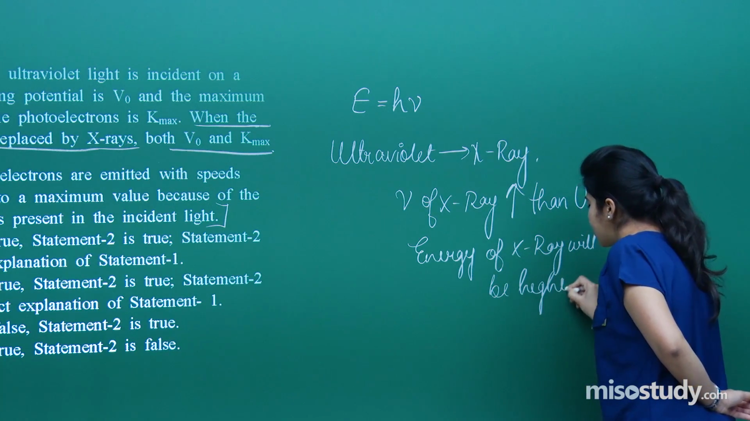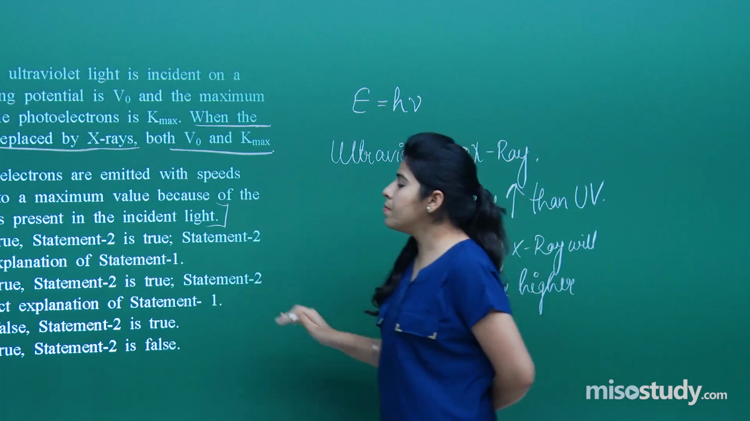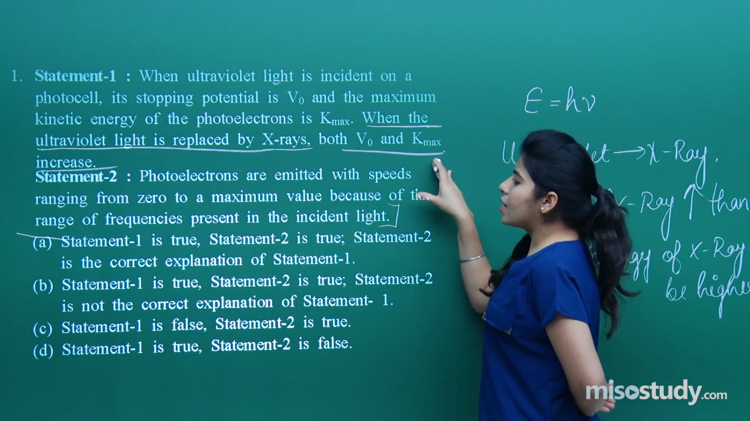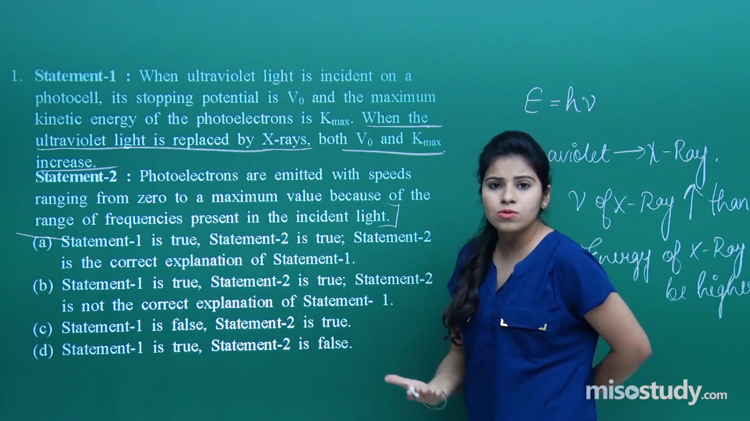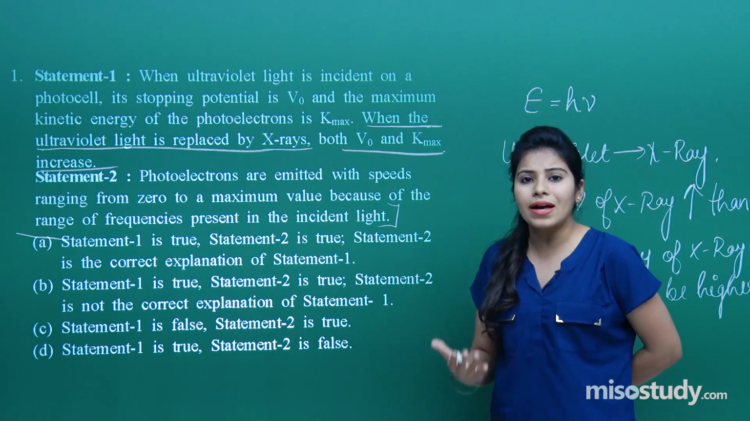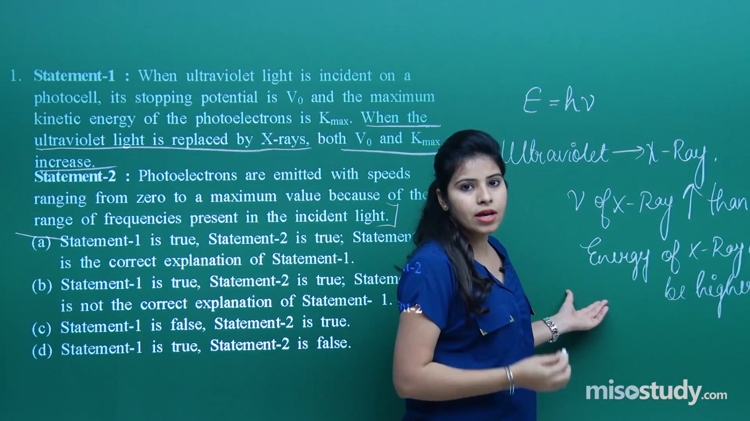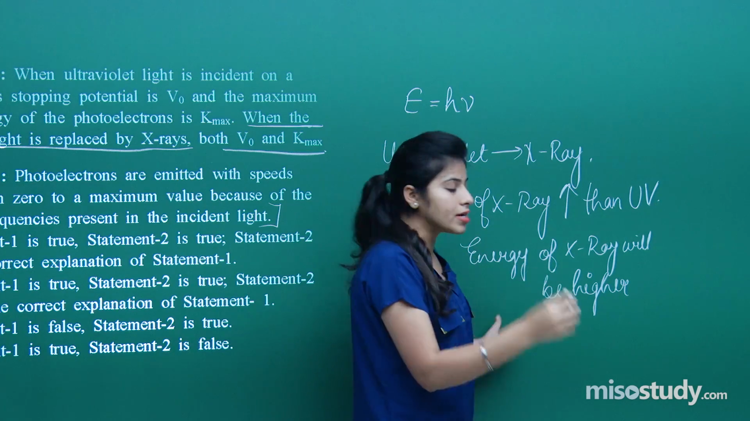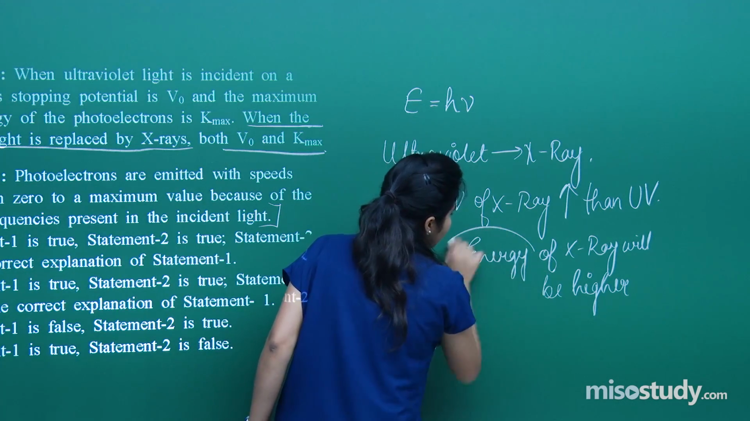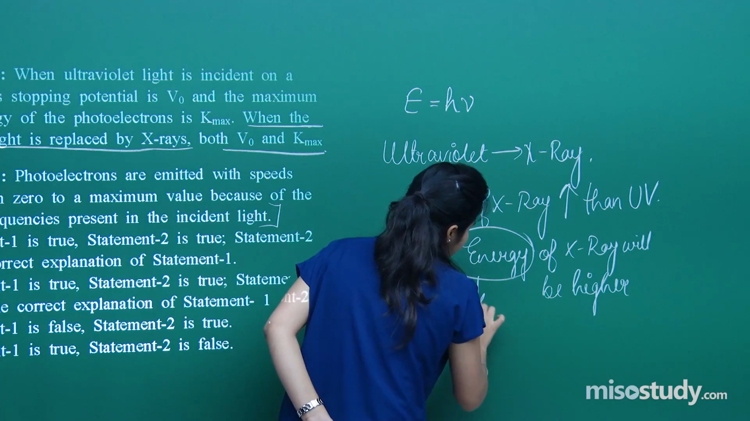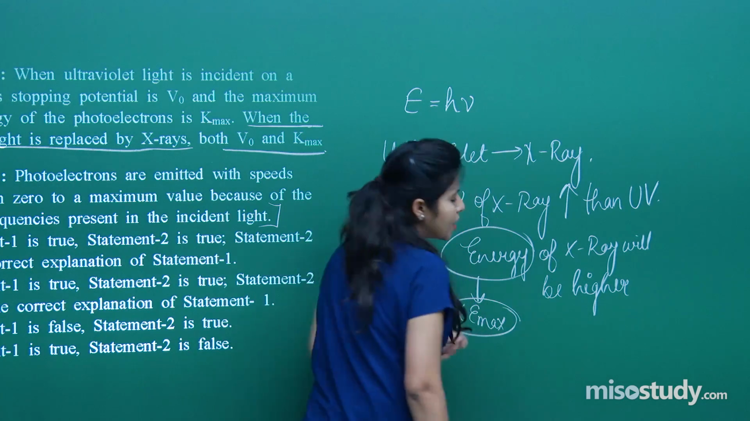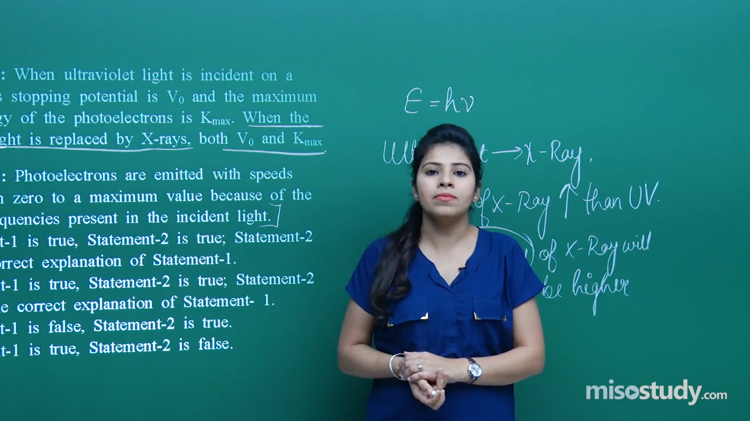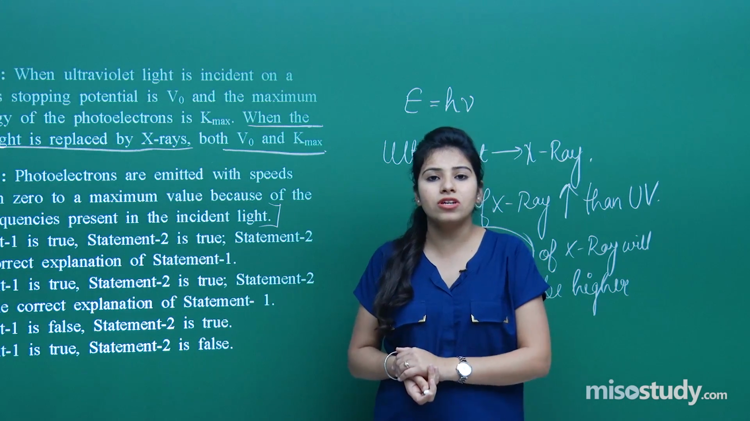In the question, let us see what the first statement was. According to them, when the UV is replaced by X-ray, both V naught and K max increase. K max is the maximum kinetic energy. And we can see here, because the frequency is increasing, we can say that the kinetic energy is increasing. So finally, we can write this as KE max, which means it has been increasing. Now let us see whether the stopping potential is also getting affected or not.